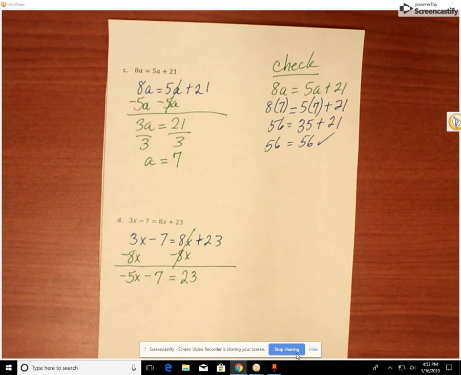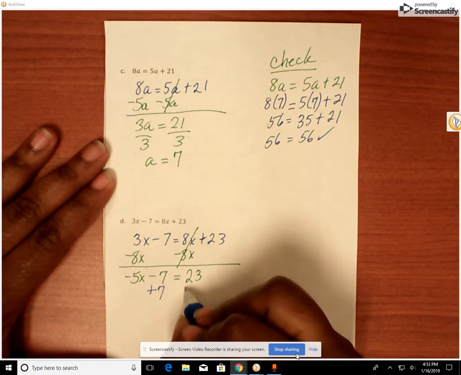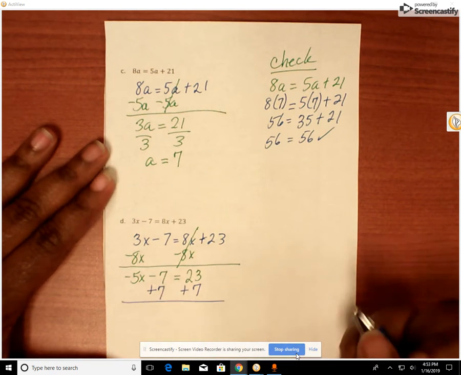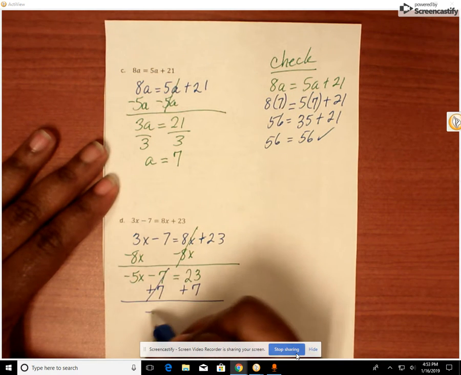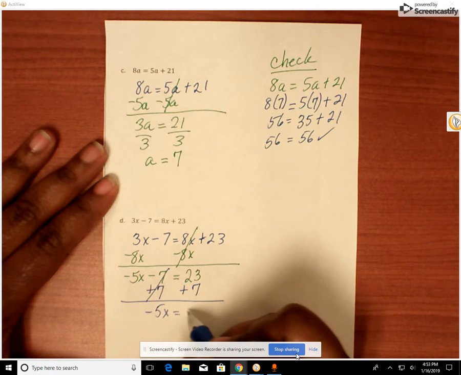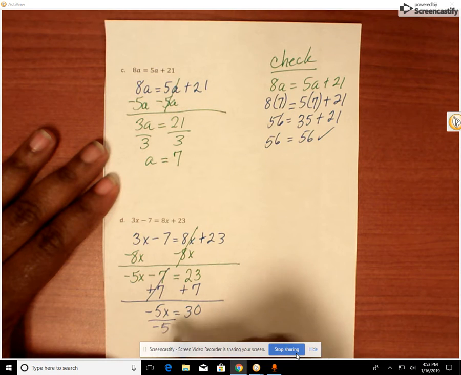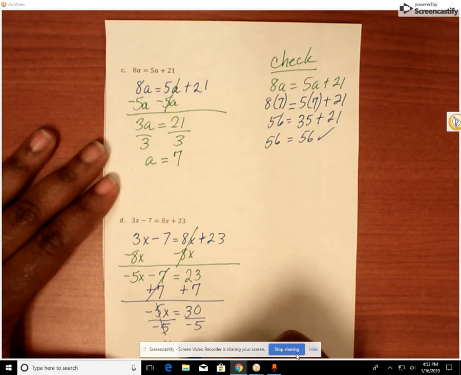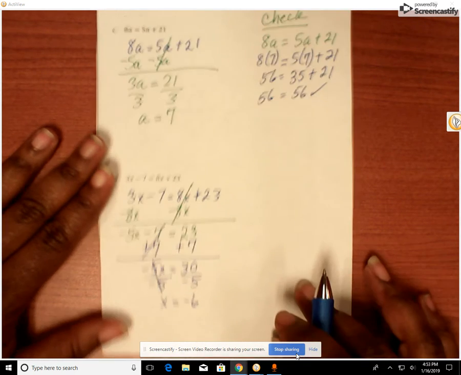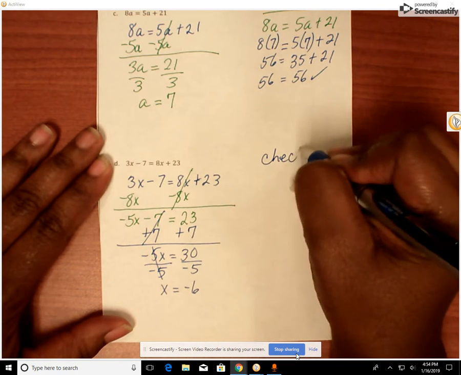So now we're at our two-step equation. So now we do the opposite or the inverse of minus 7, which is plus 7. It's going to give me negative 5x is equal to 30. Our coefficient is negative 5. So we're going to divide both sides by negative 5. X is going to be equal to negative 6. Negative 6, I'm sorry. Let me scoot it up. Negative 6. We check it.